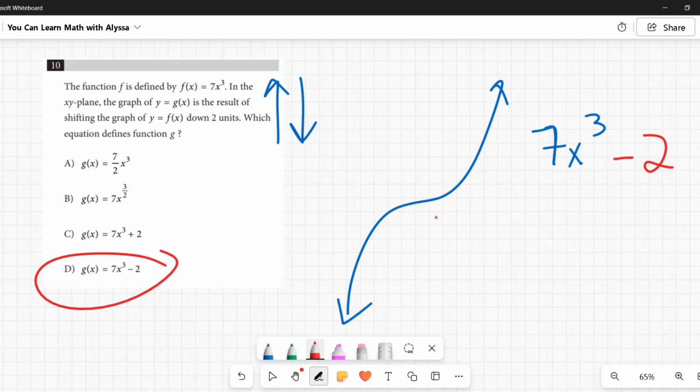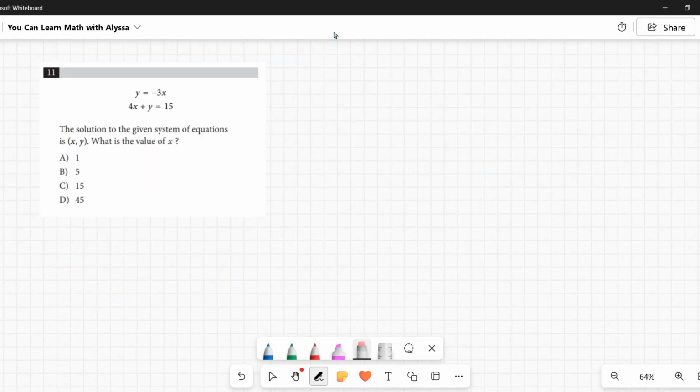So there you go. There's our answer to 10. It is D. Number 11, y equals negative 3x, 4x plus y equals 15. The solution to the given system of equations is (x, y). What is the value of x?